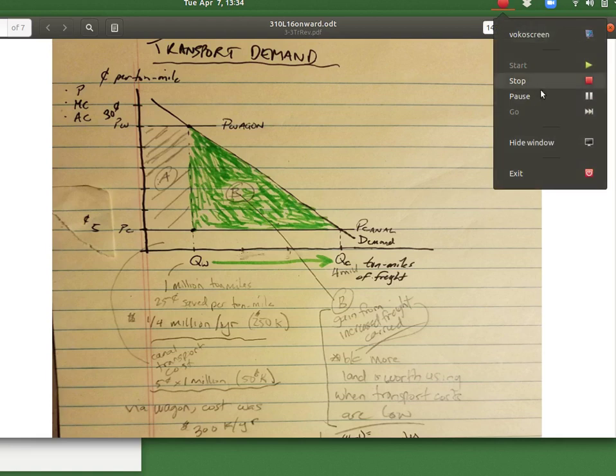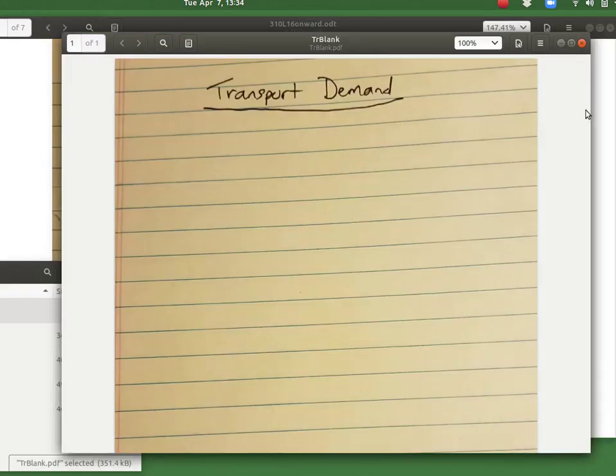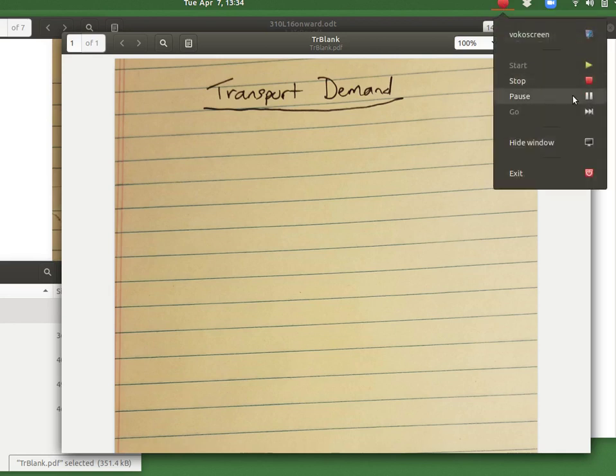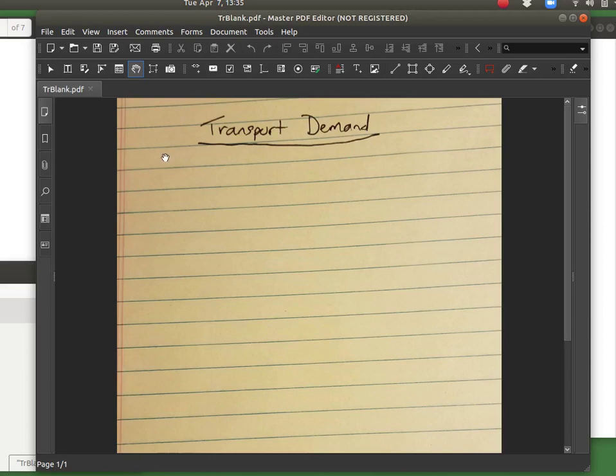Starting with, I want you to get a blank sheet of paper, call it transport demand. Just think for a moment, how are we going to model the demand for transportation? What we have in mind is some area of the country that is serviced by transportation to take agricultural products to market some distance away. Have you draw a demand curve.